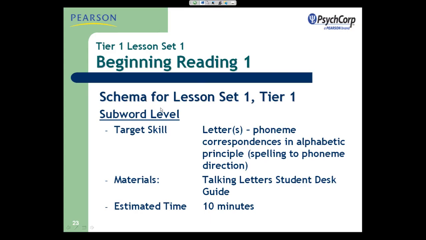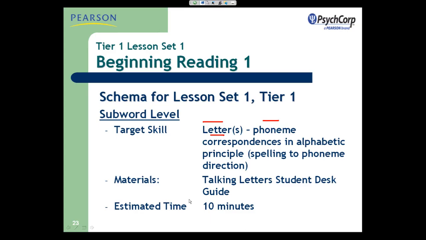So here is just an example that I pulled out to show you how this is presented in the research-based reading and writing lessons. So I should use Tier 1, Lesson Set 1, the beginning reading, and essentially the skill on which I'm working is helping the student to link the phoneme to the grapheme. So you're looking at the grapheme, the letter, to the phoneme direction, and you're looking at the link, and the alphabetic principle will teach explicitly the link between the grapheme and the phoneme.